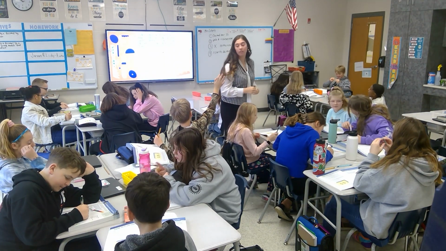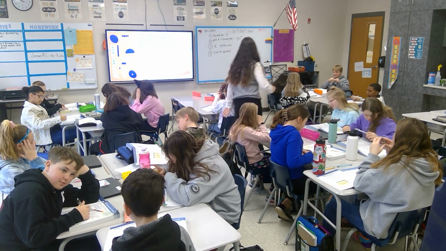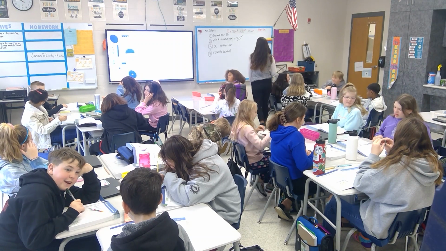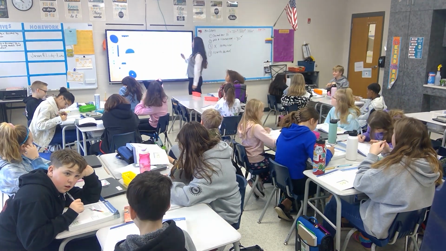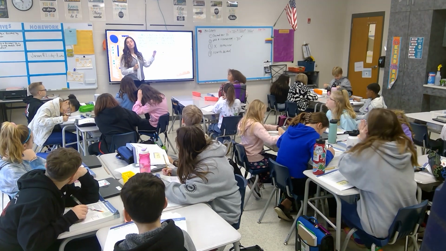Hold on. All right, look up here. Eyes up here. So you're getting tricked by the hundredths place. Okay. What's 3 times 7?